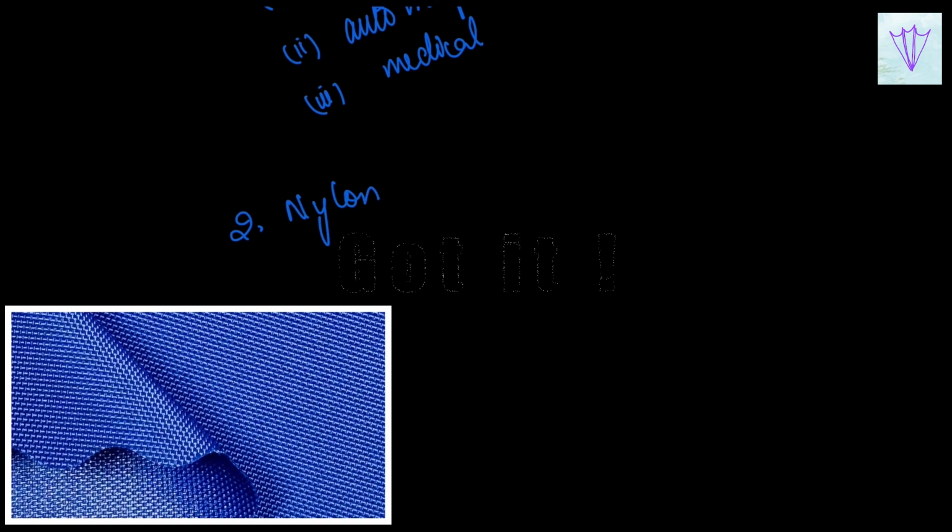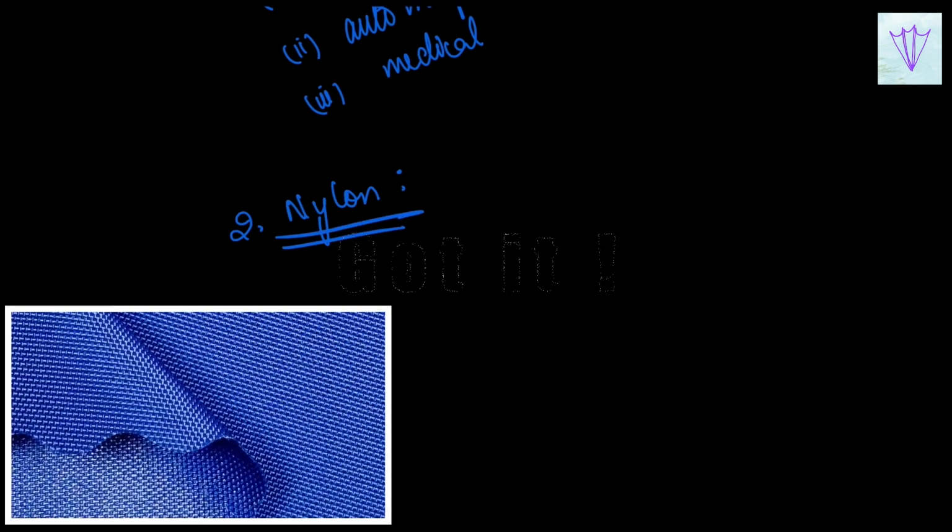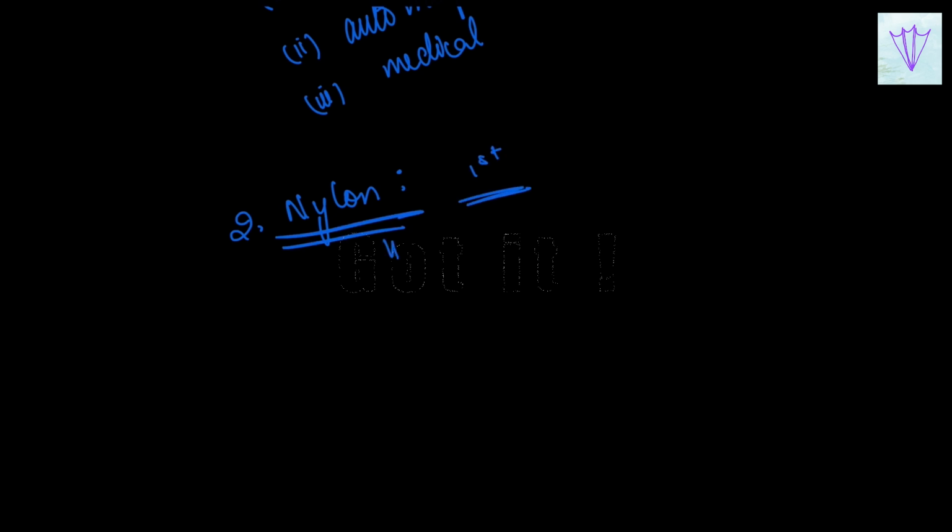Next, the artificial or synthetic fiber we'll speak about is nylon. Nylon is the first fully synthetic fiber, and it is prepared from coal, water, and air.